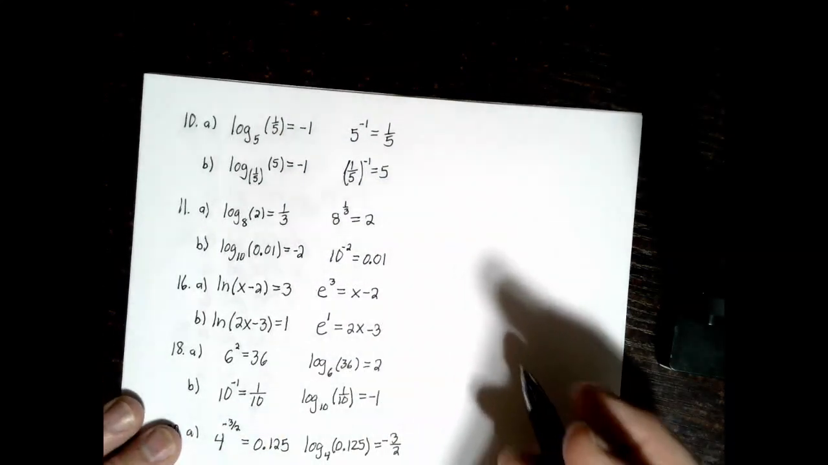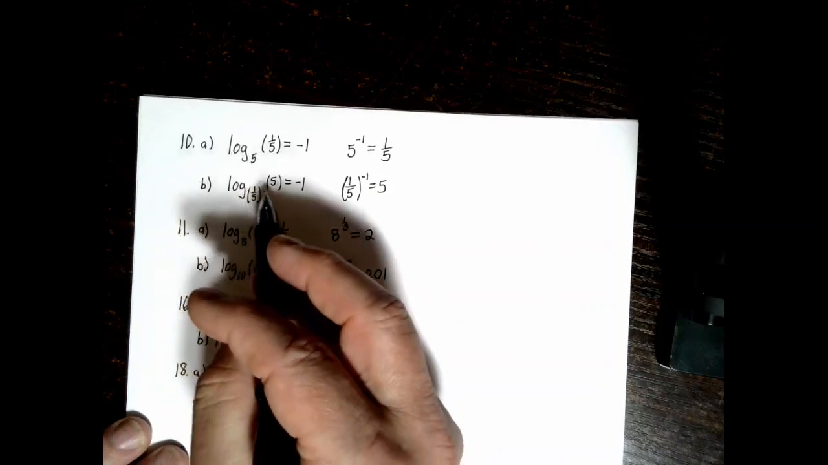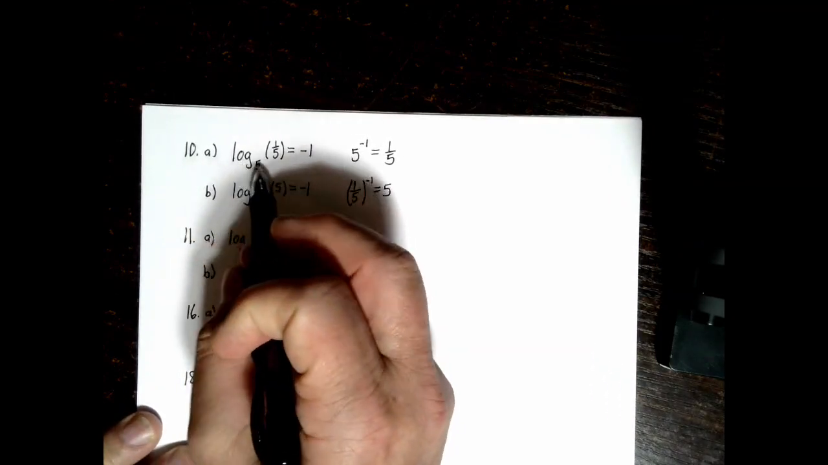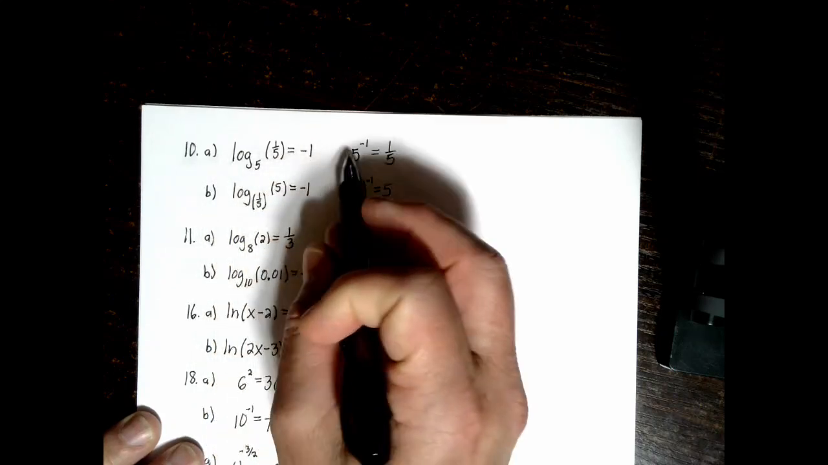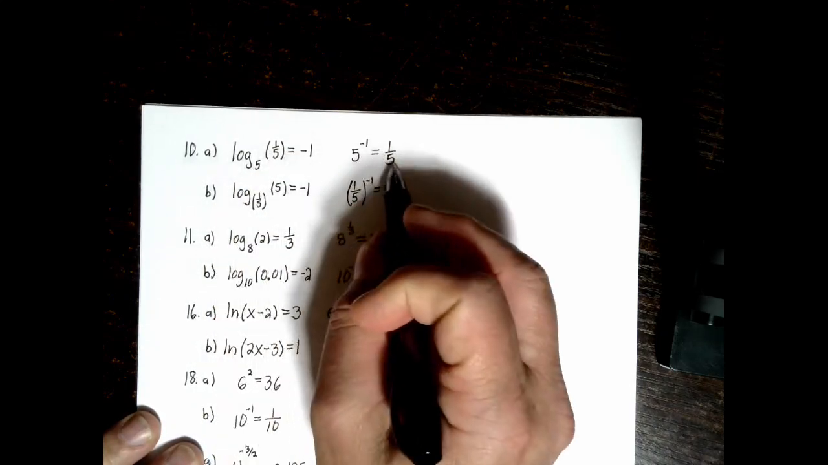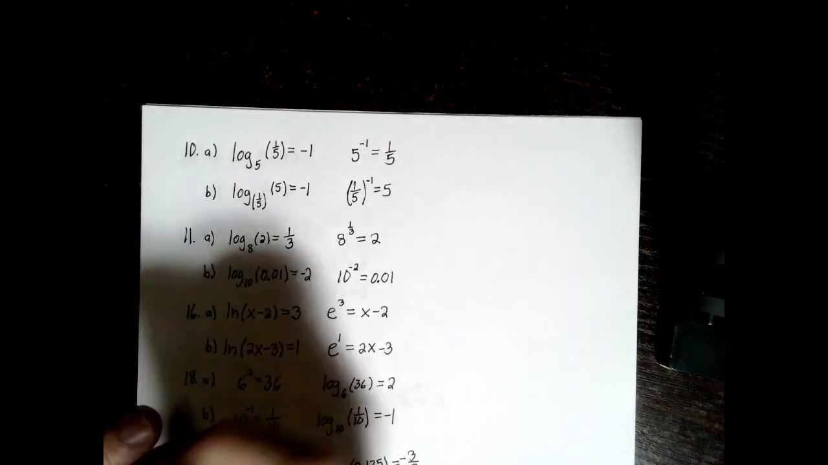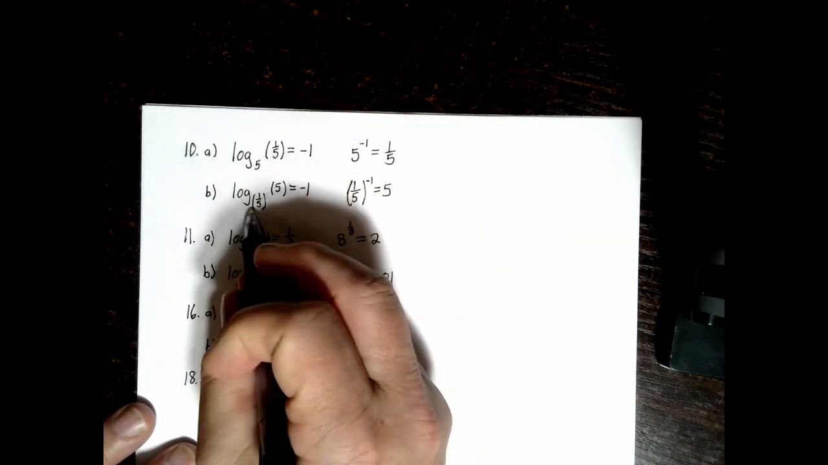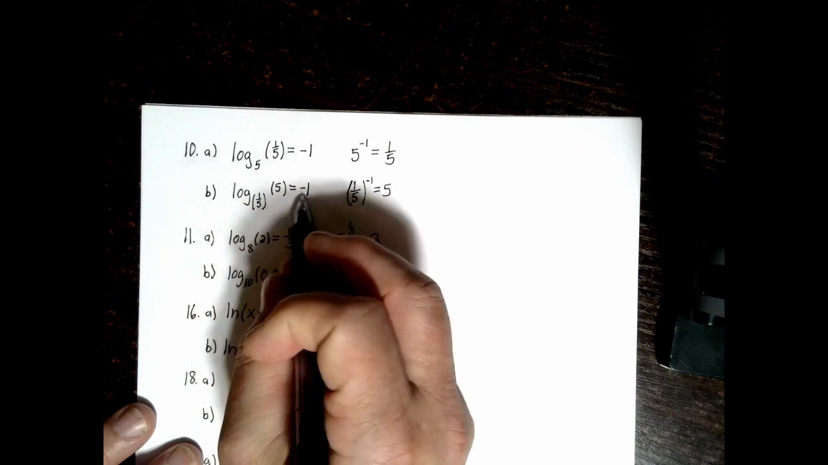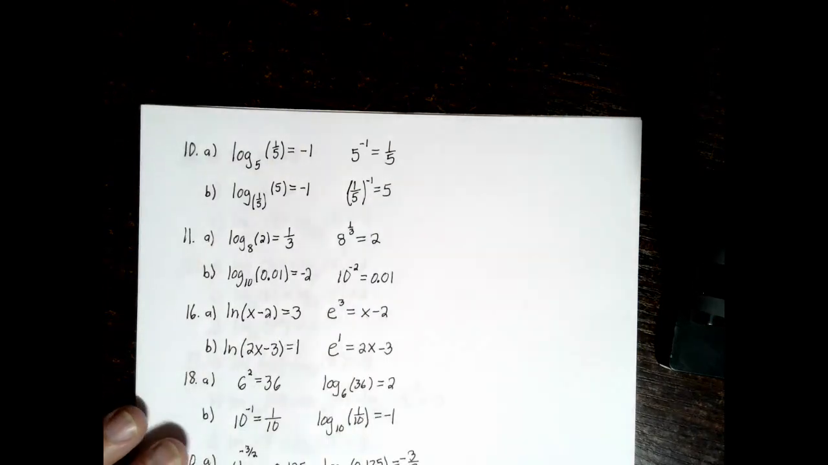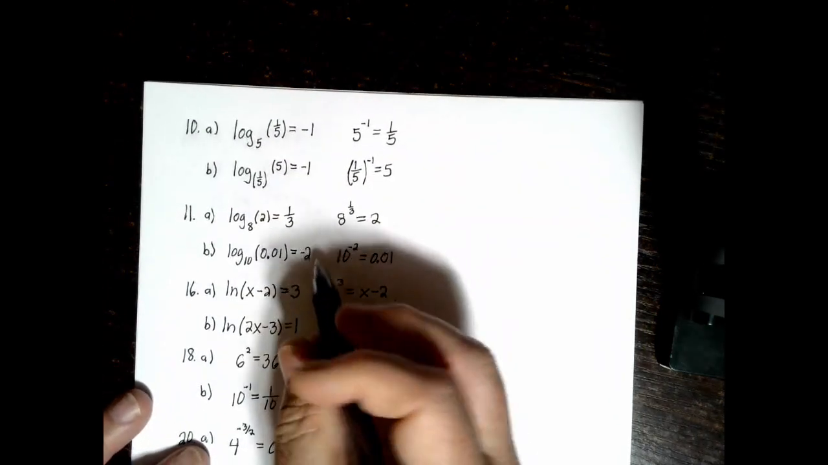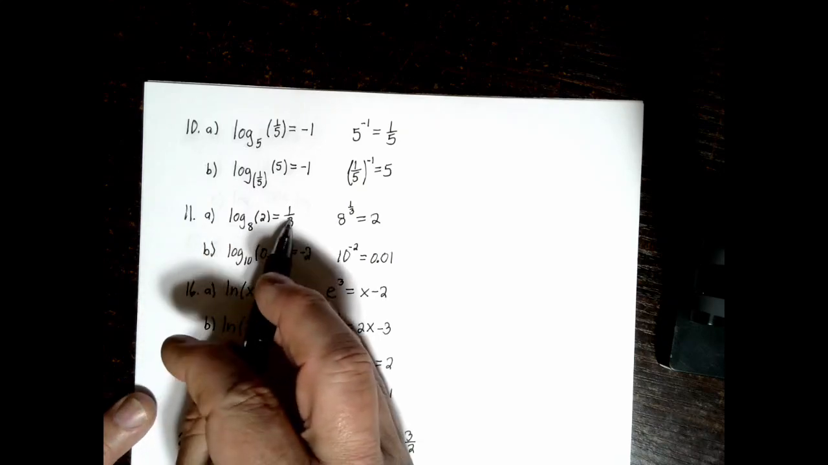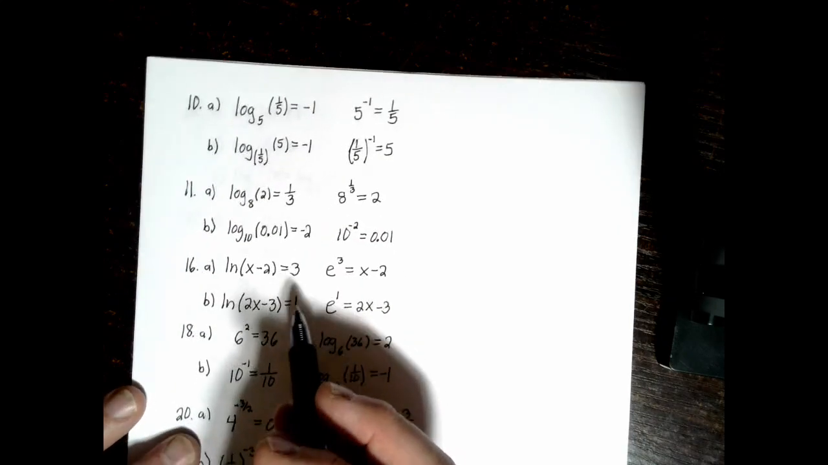Now each one of these they ask you to calculate, and a lot of times it's just a rewrite of whatever the base is. So log base 5 of 1/5 is negative 1 because 5 to the negative 1 equals 1/5. Log base 1/5 of 5 equals negative 1 because 1/5 to the negative 1 equals 5. Okay. They're asking you to rewrite these. Log base 8 of 2 equals 1/3. That means 8 to the 1/3 equals 2.